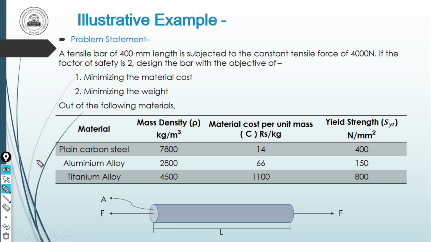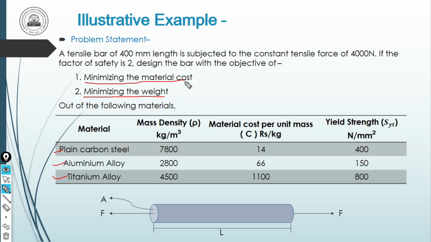Before starting with Johnson's method for optimum design, we'll see why we are going to opt for it. Our objective is to minimize the material cost, and the second objective is to minimize the weight. There are three different materials given: first, plain carbon steel; second, aluminum alloy; and third, titanium alloy.